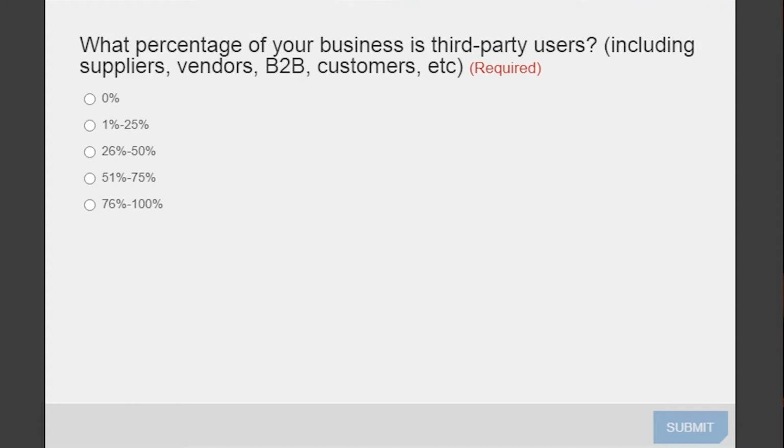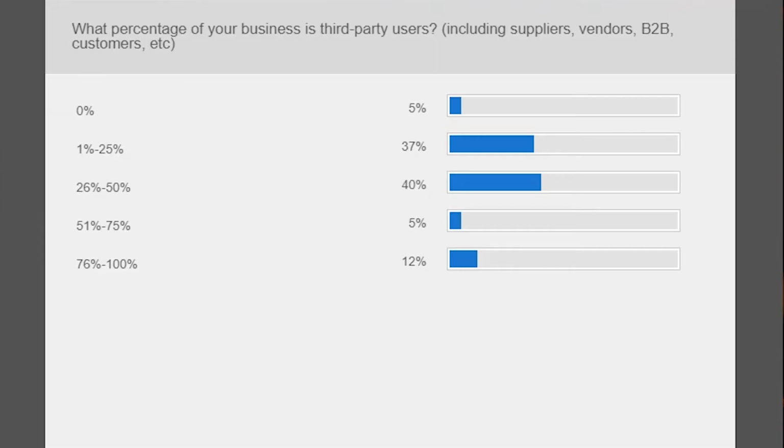Right. Okay. So let me share the results of this one, and it looks like only 5% have zero. 36% said 1 to 25. 39% said 26 to 50. So real good percentages, kind of all around there, but concentrated mostly between 1 to 50. John, is this what you've seen?